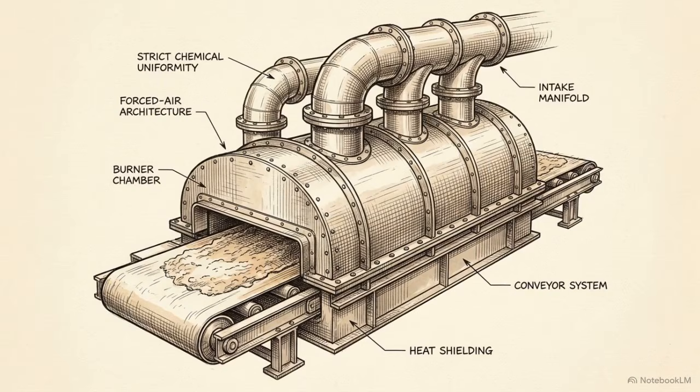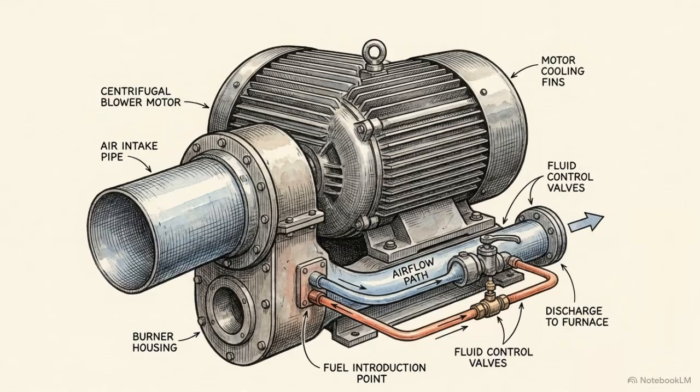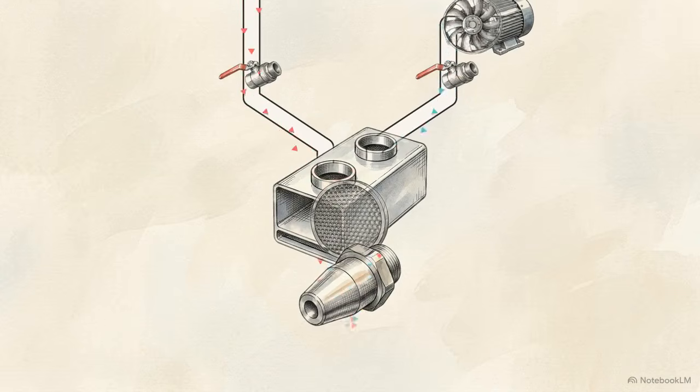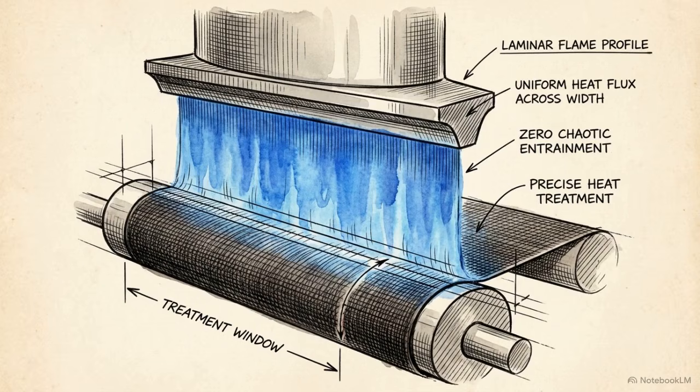To achieve strict chemical uniformity, industrial lines scale up to power or forced air burners. These systems introduce air using external mechanical blowers. In this forced air cross-section, mechanical blowers decouple the air supply, regulating measured air and fuel inputs. Managing this feed dictates exact stoichiometry, replacing chaotic entrainment with a structured, laminar, tunable flame profile. This pressurized environment drives a steady reaction, sustaining much higher and more uniform heat fluxes directly across the treatment window.